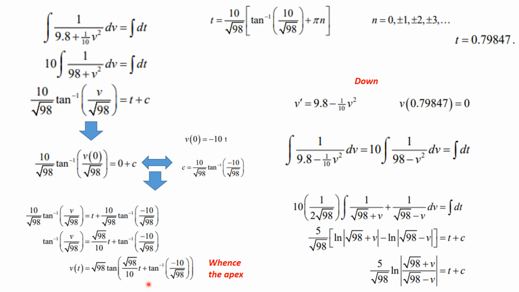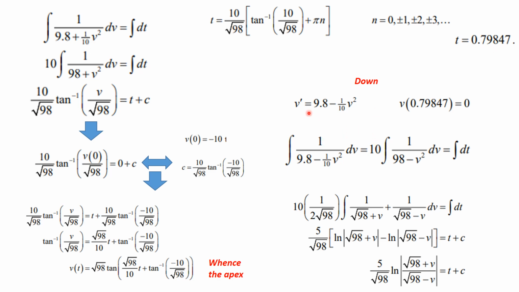So what we can do is set v equal to 0 and solve this, and we find out that this is what t is. Now there are many values for t, but this is going to be the first positive value of t. n is going to be 0 here. You substitute this in, and you will find out that t is a little less than 1 second.